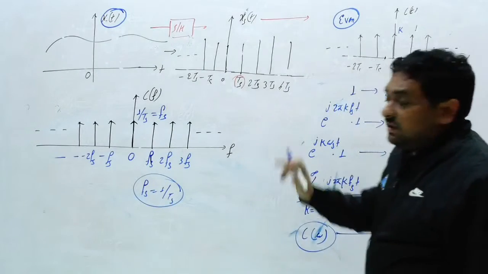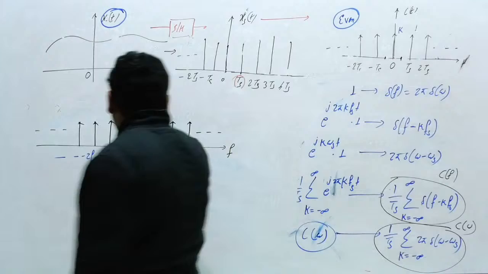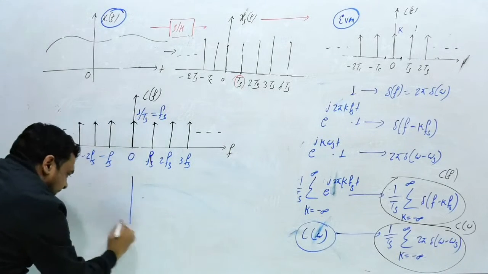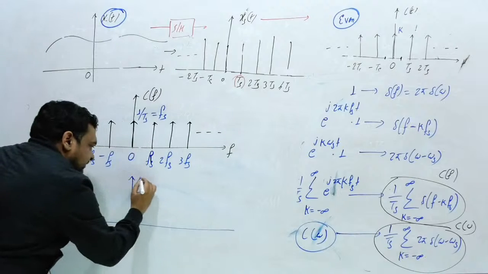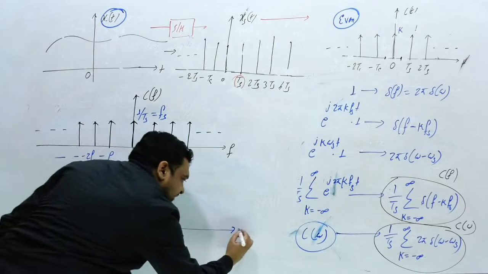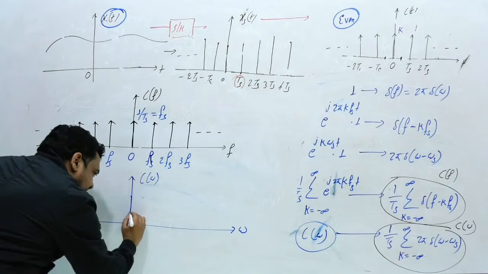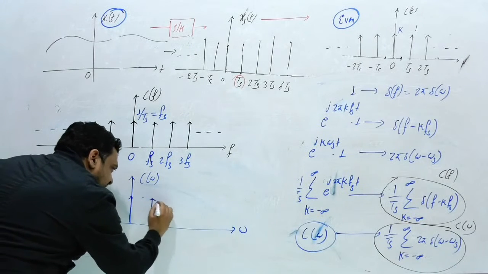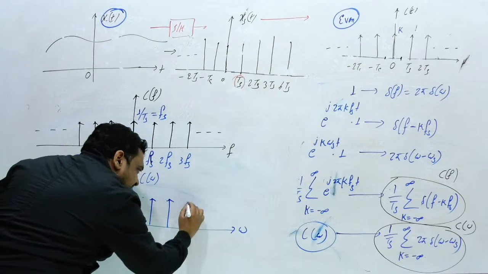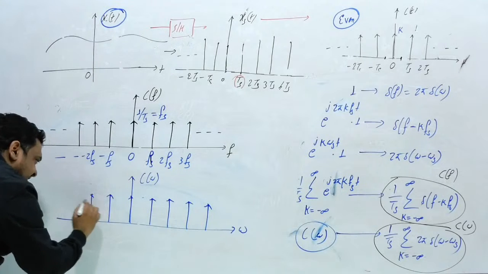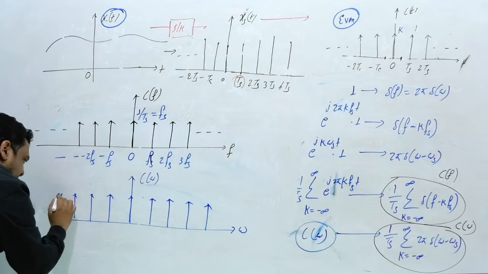What will be in the omega domain? What will be the C omega? Clear this? Now, what will be the C omega here? Again, can we plot? This is C omega and this is omega. So in omega domain, again everything is same. One impulse here, one impulse here, one impulse here, like this. Again the same impulse train, only there is some small difference.